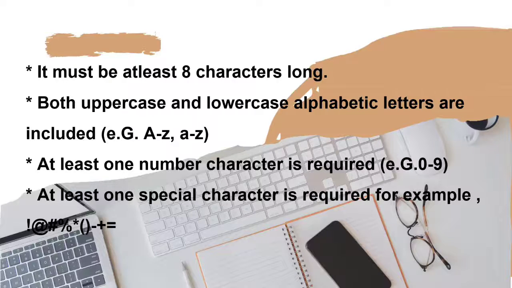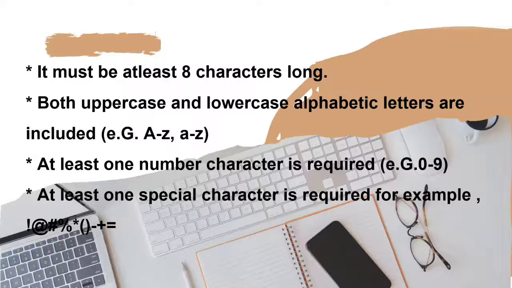The third one is that at least one number character is required, like 0 to 9. Mostly, they use the numbers of their own birth dates or maybe their favorite number. At least, it should be one or more. That's enough, because if we try to use many numbers, it may lead to forgetting in the end. And sadly, we cannot open our account.